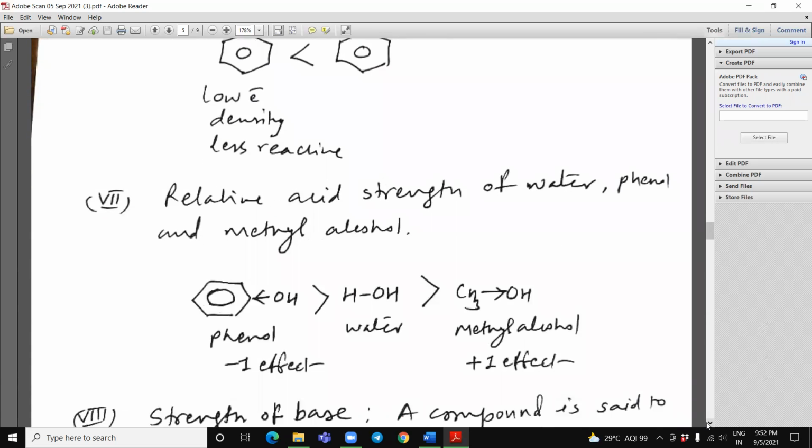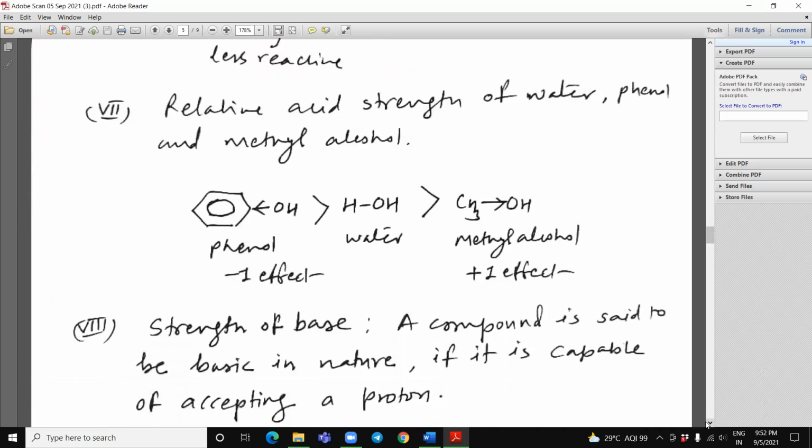The relative acid strength of water, phenol, and methyl alcohol. See here, the hydroxy group has a minus I effect in phenol and water, and methyl alcohol has a plus I effect. So, for the relative acid strength of water, phenol, and methyl alcohol, phenol is more acidic compared to water, and water is more acidic compared to methyl alcohol.